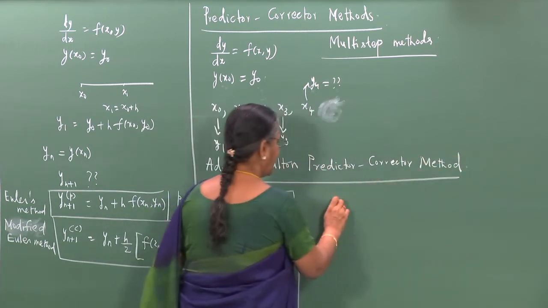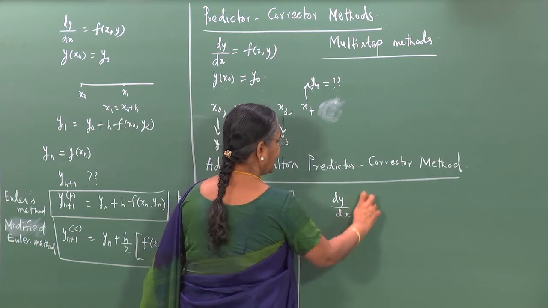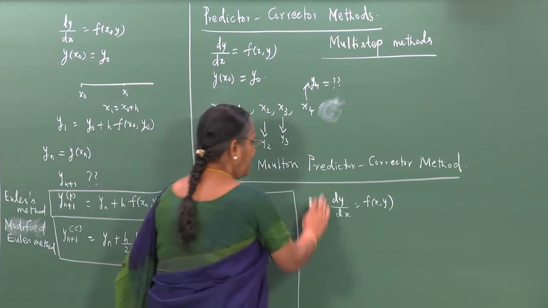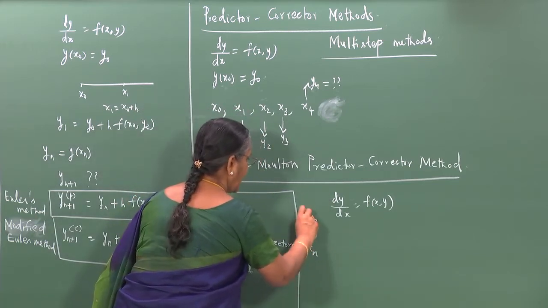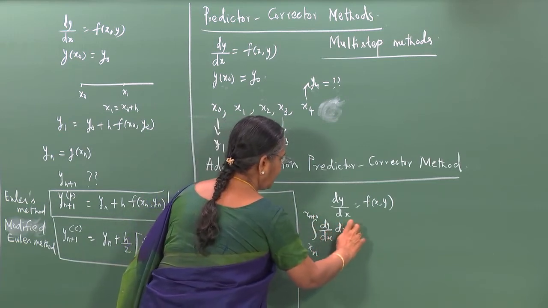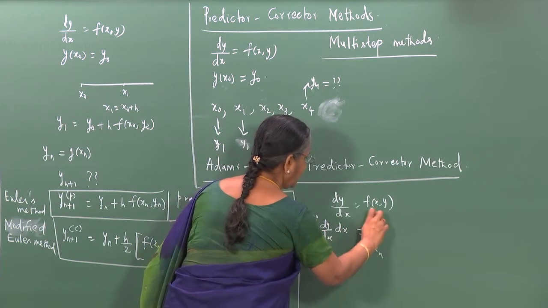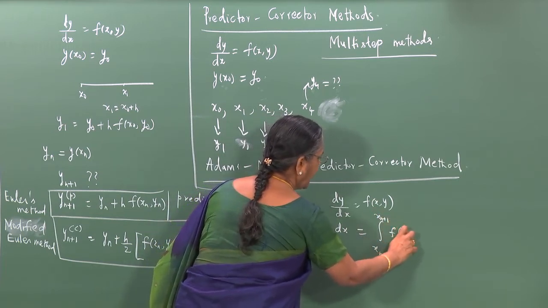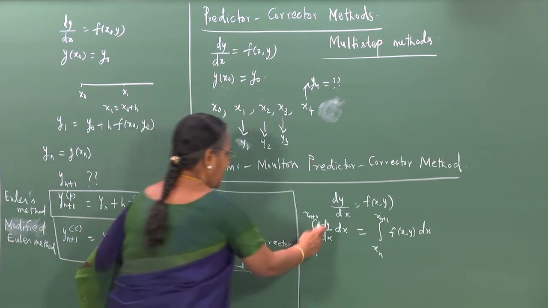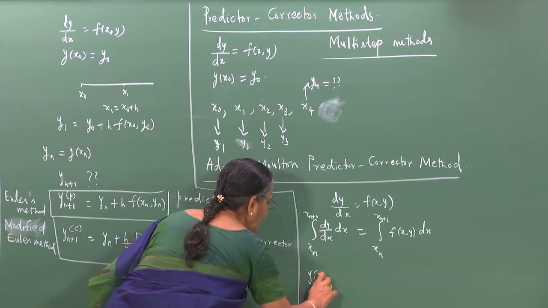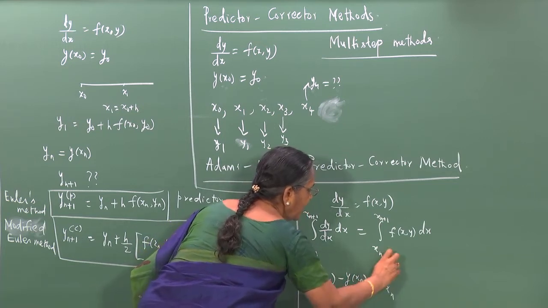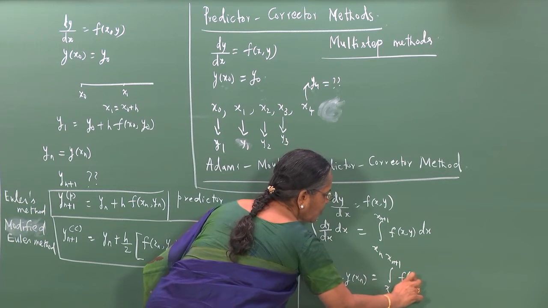So, it solves a differential equation dy by dx is equal to f of x comma y. Let me integrate both sides with respect to x from xn to xn plus 1. So, dy by dx into dx will be integral xn to xn plus 1 f of x y integration with respect to dx. So, this tells you y at xn plus 1 minus y at xn is integral xn to xn plus 1 f of x y dx.